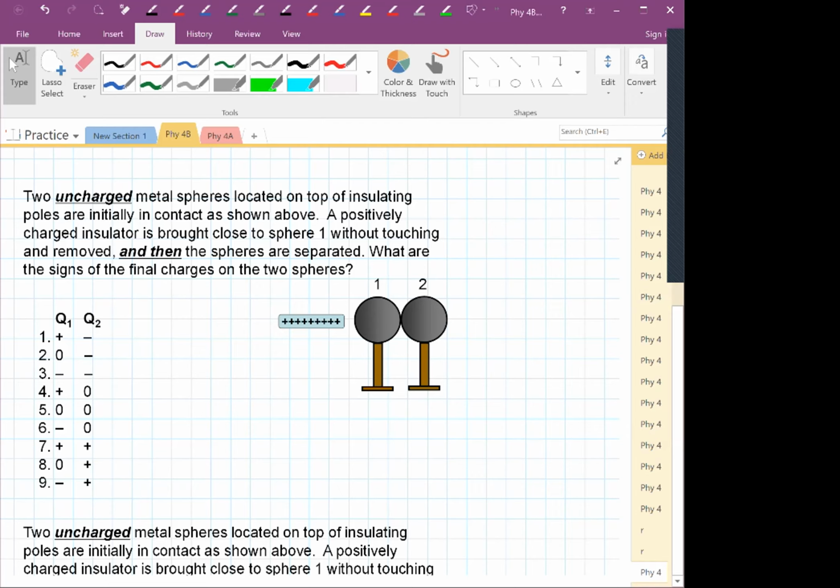Good? So they can grab electrons or lose electrons. Either way, depends on what rubs against it.